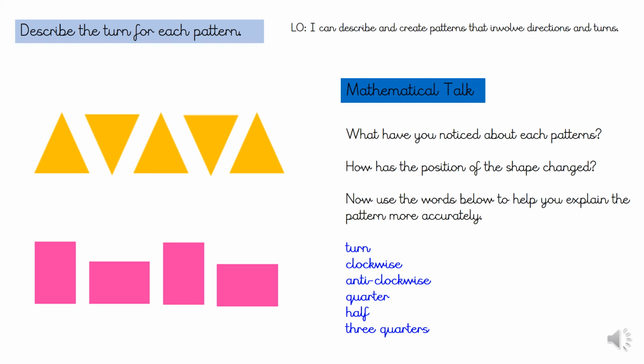Use the mathematical talk to explain what's happening in these repeating patterns. Think about the direction the shape has moved each time. Is it clockwise, anti-clockwise? Has the shape turned a quarter turn, half turn, or 3/4 turn? Make sure you use the language to help explain the pattern more accurately.